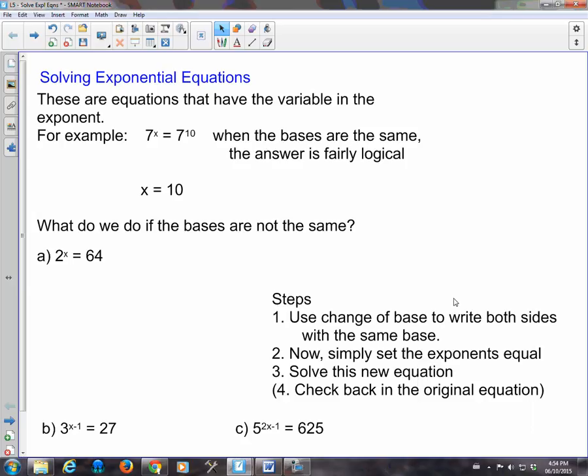Okay, so here we are. The reason we were learning change of base was to solve equations. So let's take a look at how we do that. When we solve an exponential equation, first you have to recognize what an exponential equation is.